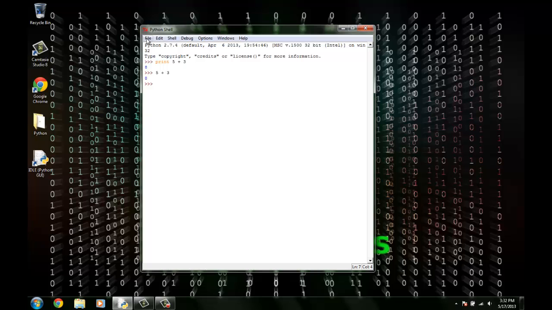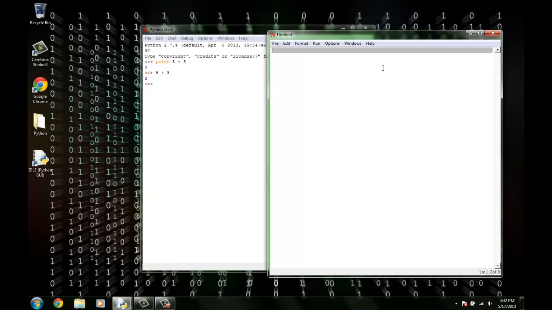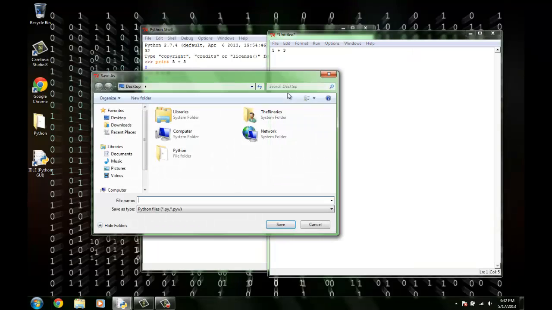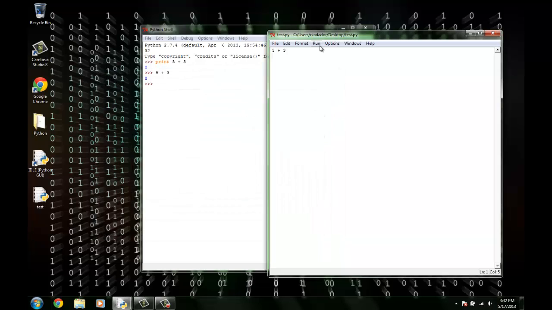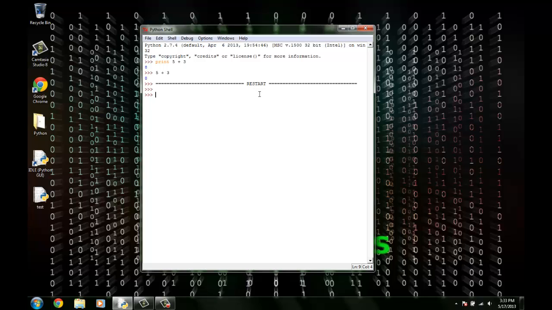If we go into the new window over here, which is where we will write our code in future tutorials, and we write 5 plus 3, when we save it and run it, let's call this test.py, it's not going to show anything on the screen. So it's good to get in the habit of writing print. Basically, addition is just as you do it normally.